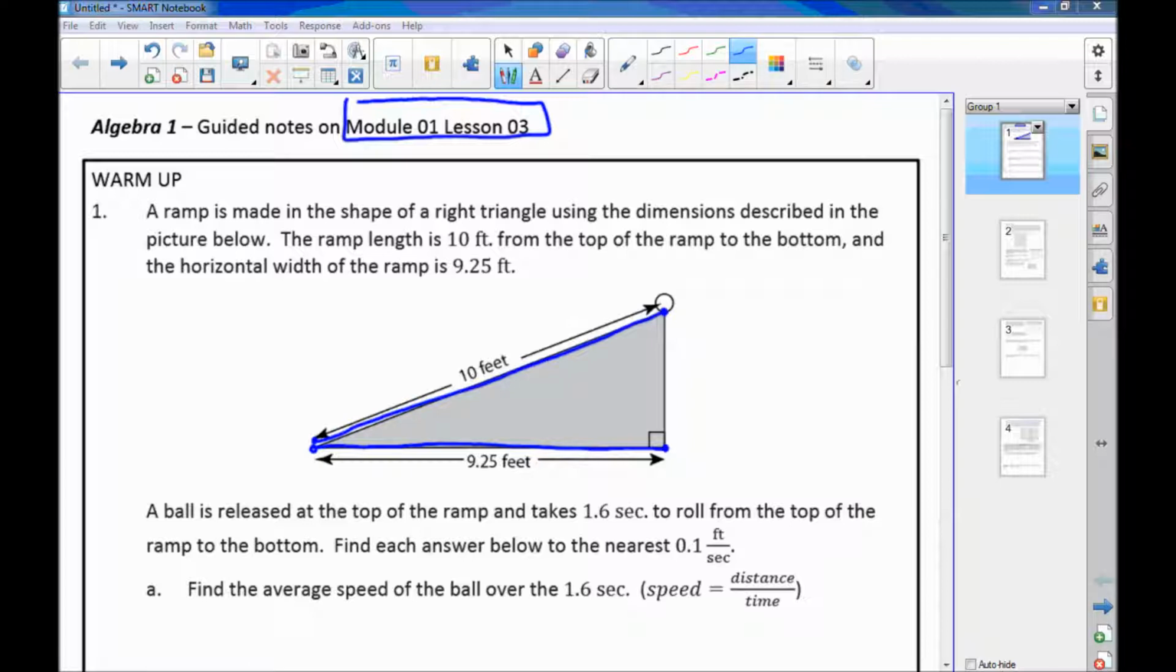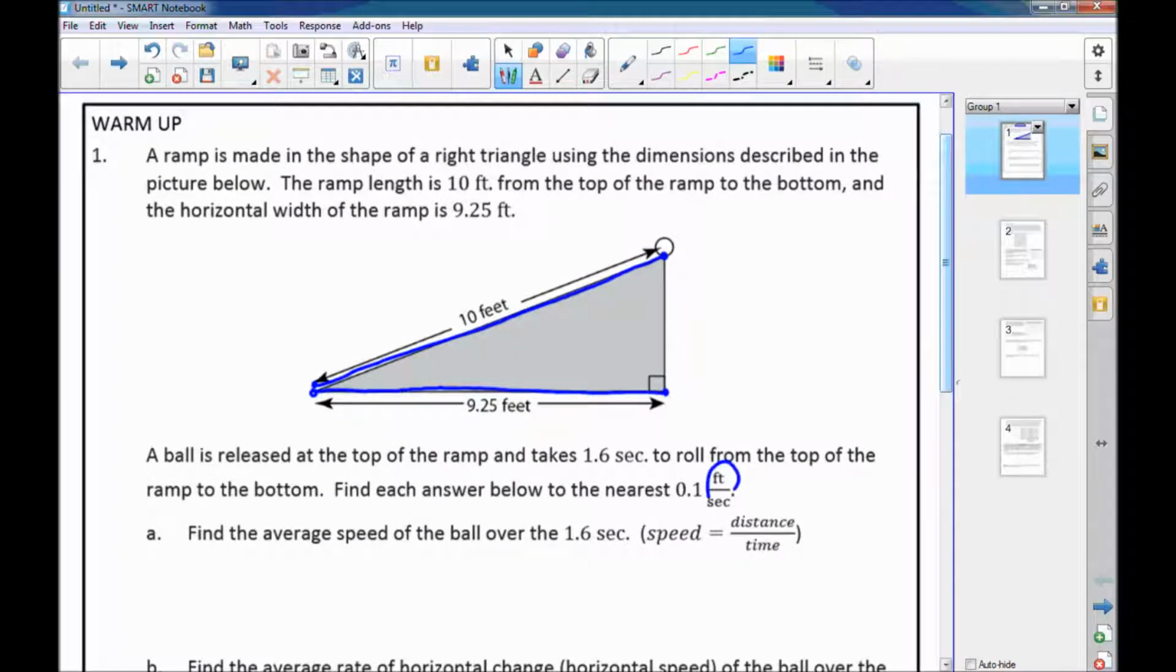Okay. All right, so a ball is released at the top of the ramp and it takes 1.6 seconds to roll from the top of the ramp to the bottom. Find each answer below to the nearest tenth of a foot per second. Okay, so we're looking for average speed, which is why it's in feet per second here. So find the average speed of the ball over the 1.6 seconds. So we know that the ball traveled 10 feet during 1.6 seconds. So the distance the ball traveled, because we're looking for speed, is 10. And the time it took to travel that far was 1.6.